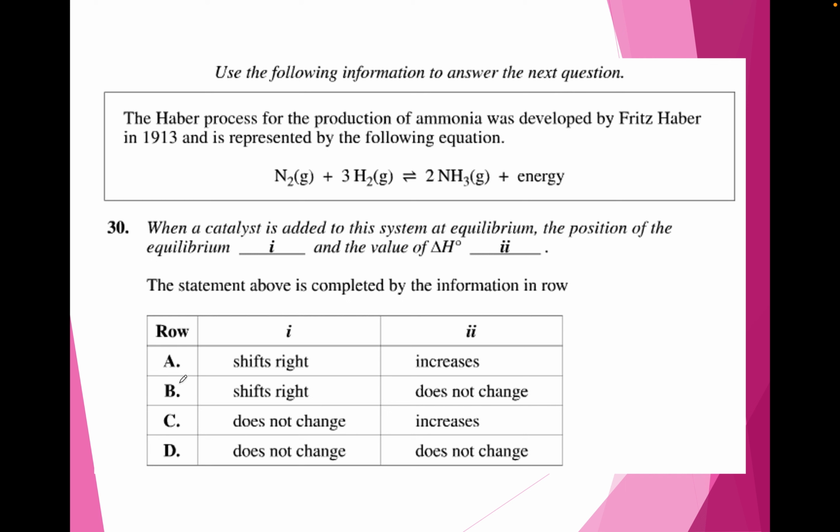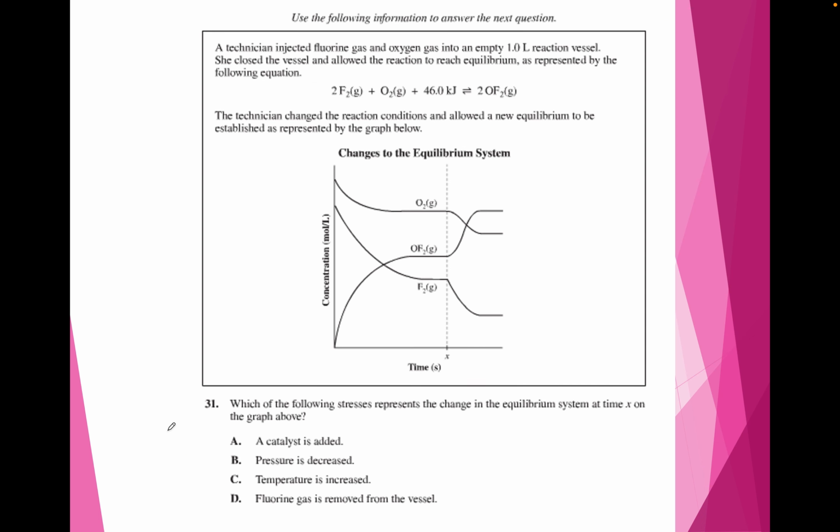This question is still related to the same equation, but this time we're asking about a catalyst added to the system. We want to remember that a catalyst does not cause a shift. It just causes us to get to equilibrium quicker. And then it's asking about the delta H of the system. A catalyst does not affect delta H. So a catalyst has no effect on the overall reaction. It just lets that reaction happen faster.